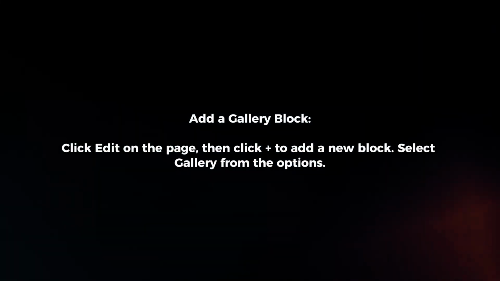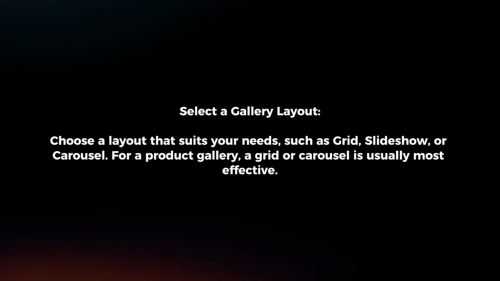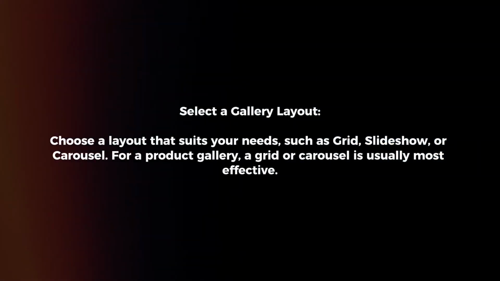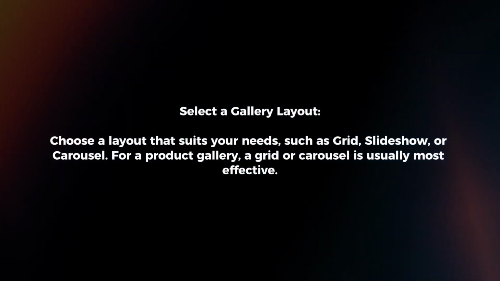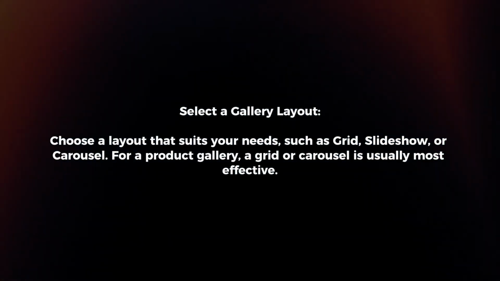Add the gallery block. Click Edit on the page, then click plus to add the new block. Select Gallery from the options. Select the gallery layout. Choose a layout that suits your needs, such as grid, slideshow or carousel. For a product gallery, a grid or carousel is usually most effective.